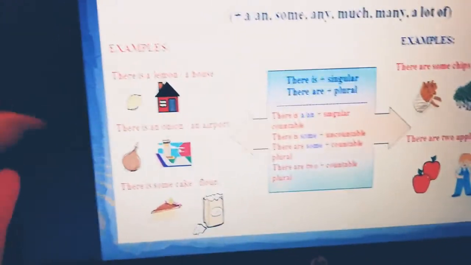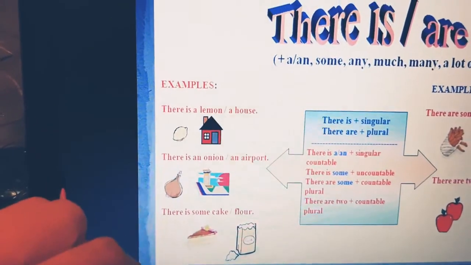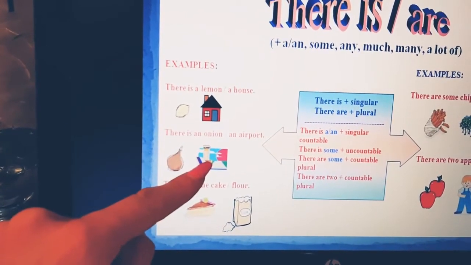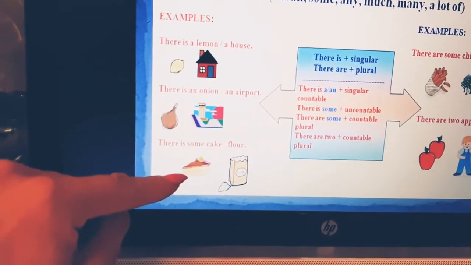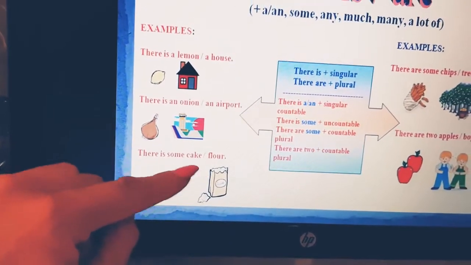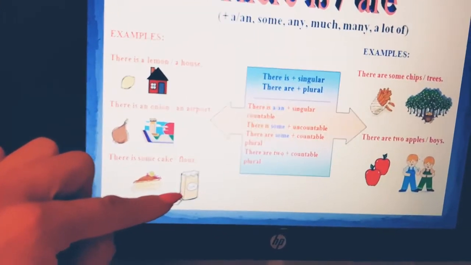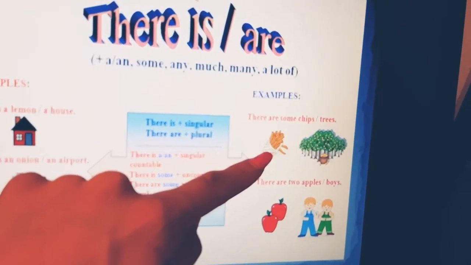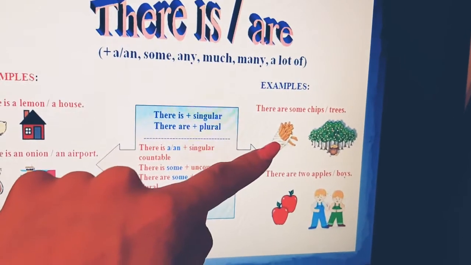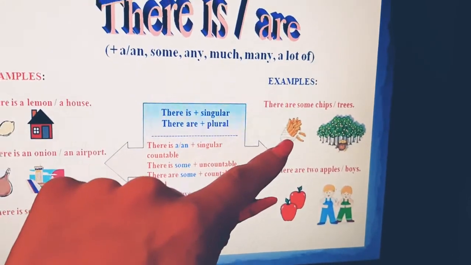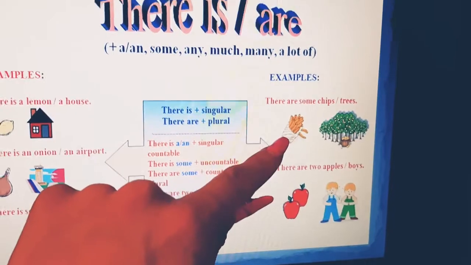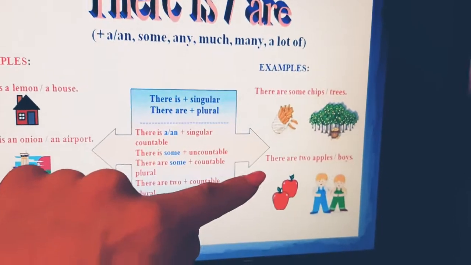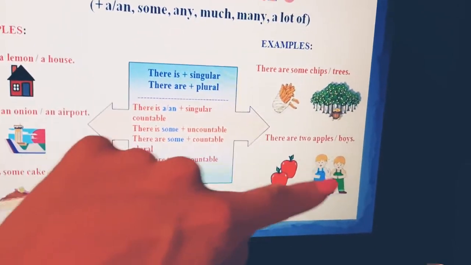Examples: there is a lemon, one. There is a house, one. There is an onion. There is an airport. There is some cake, because it's a piece of cake. There is some flour, because we have uncountable nouns here. There are some chips. It's not possible to say there are 13, 14, 15 chips. It's not possible. I have uncountable nouns here. You can count one chip, two chips, but it's better to say some. There are trees, or some trees. There are two apples. There are two boys.